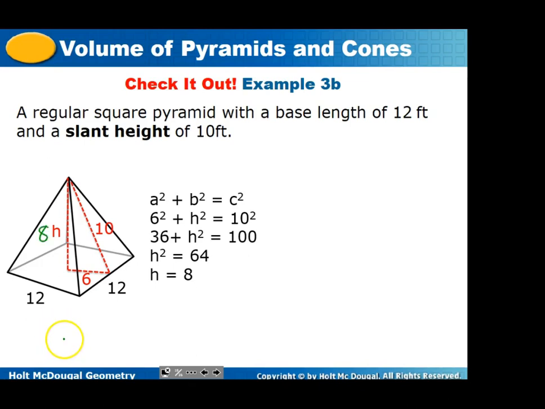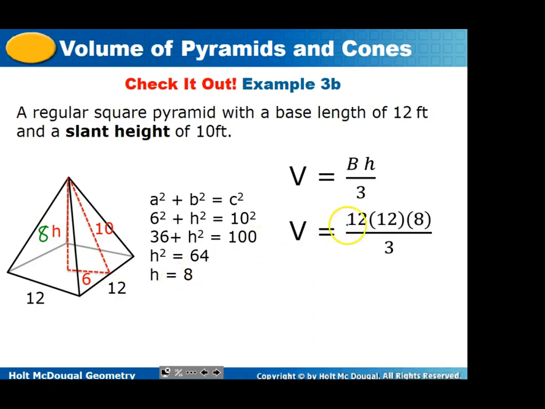Now we can go ahead and solve for this by multiplying our base, 12 times 12, times our height and dividing that by 3. So we're going to go 12 times 12 times 8, divide that by 3. That gives us 384 feet cubed. So remember, when we're talking about slant height, we're talking about literally this measure out here because it is the slant of the object, and we're going to have to find the actual height, which always is going to be perpendicular to the base.